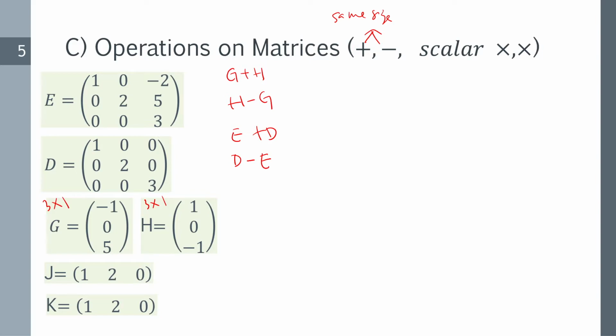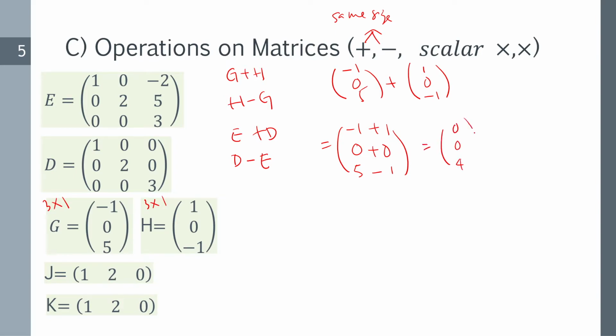So how do you sum or minus matrices? We only plus or minus at the same location. For example, for G plus H, my G is -1, 0, 5 and my H is 1, 0, -1. The first element plays with the first element, so -1 plus 1. The second is 0 plus 0. The third is 5 minus 1. They only play together with the same location. So I have 0, 0, 4.